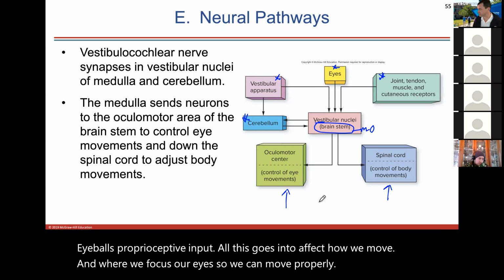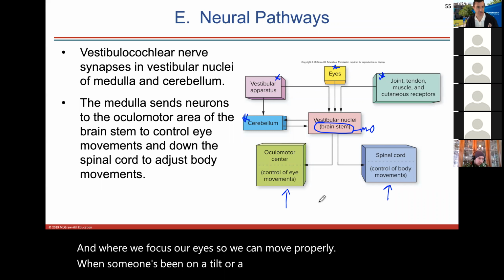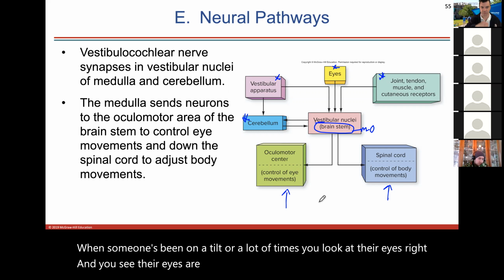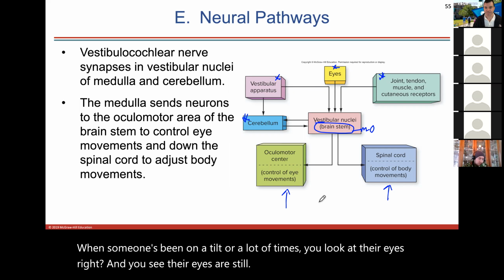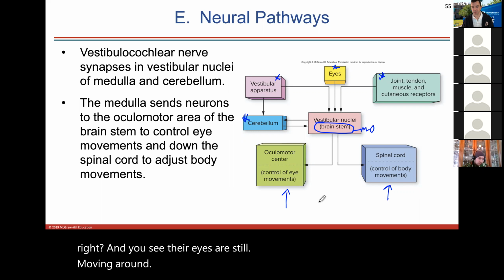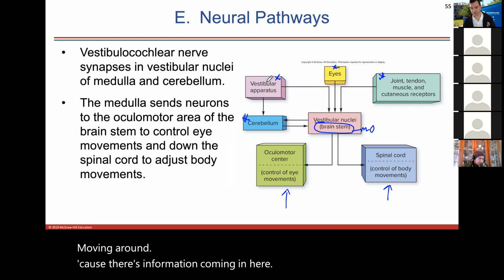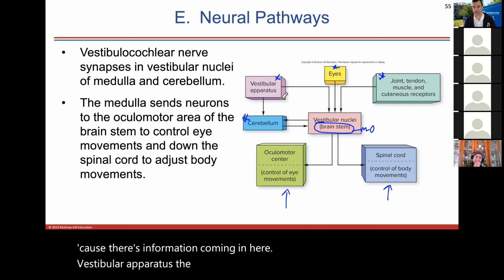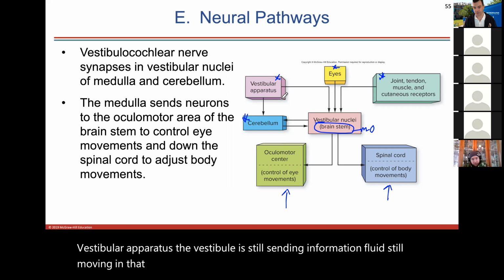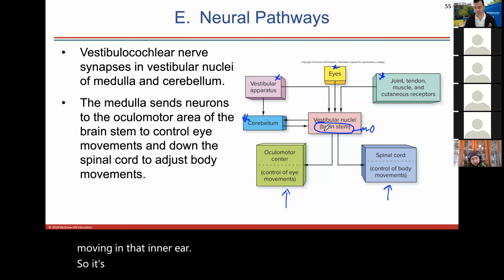When someone's been on a tilt-a-whirl, a lot of times you look at their eyes, right? And you see their eyes are still moving around. Okay? Because there's information coming in here. The vestibular apparatus, the vestibule, is still sending in information. Fluid is still moving in that inner ear, so it's still sending in information.